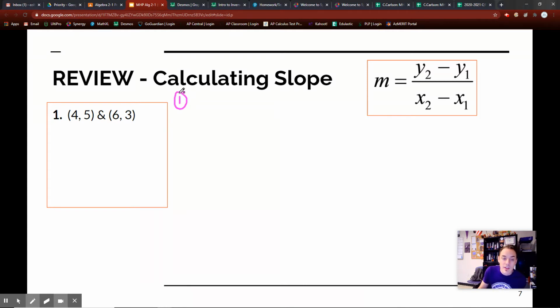Now, how I'm going to find this is how I do it, and I find it to be so beneficial. I actually stack them on top of each other, okay? The reason I stack them is because it's very helpful for me. Now, it doesn't matter which y value here, 5 or 3, is y2 or y1, as long as you're consistent. So in other words, watch what I'm about to do here.